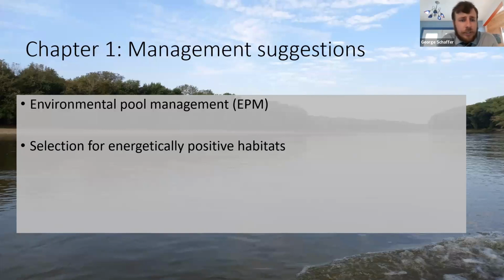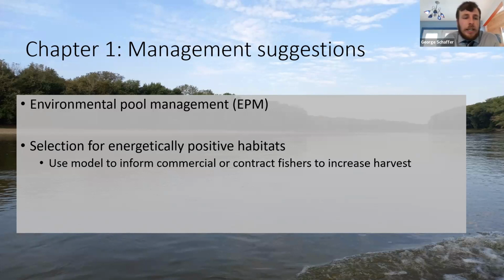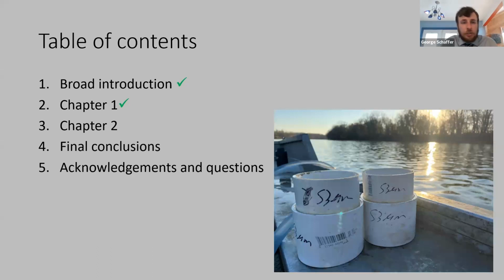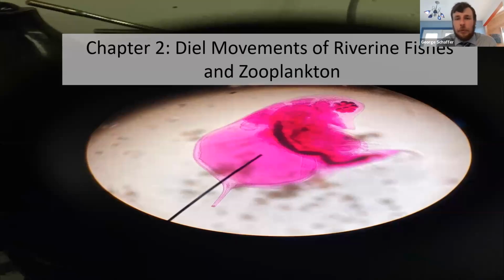But also, in the Wabash, we did see that silver carp selected for energetically positive habitats through our model. So we could continue to use our model to inform commercial or contract fishermen where silver carp are more likely to be, so that they could focus removal efforts in those areas and increase harvest. So, wrapping up chapter 1 and moving to chapter 2, that is diel movements of riverine fishes and zooplankton.